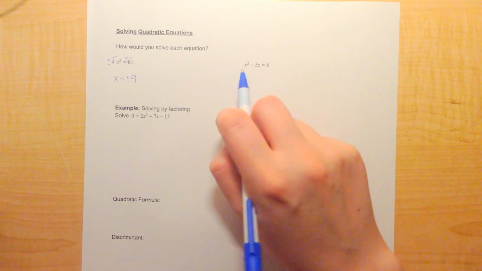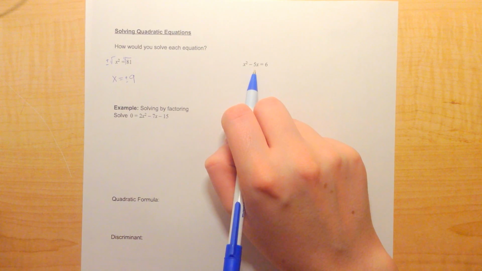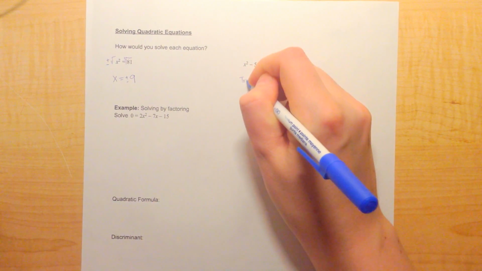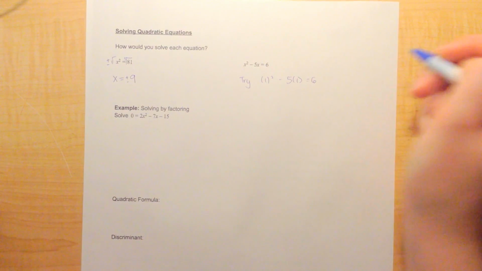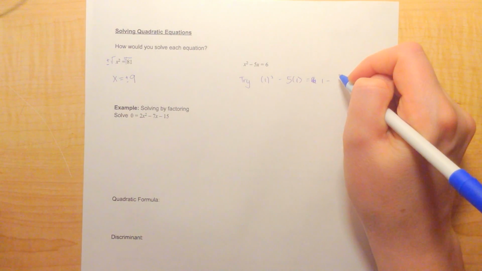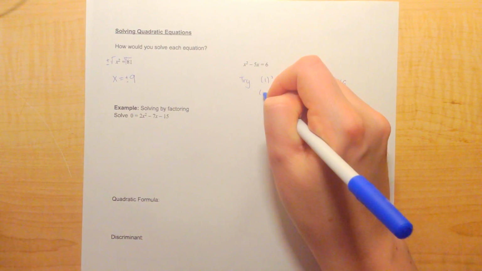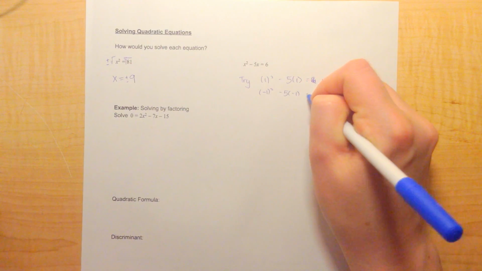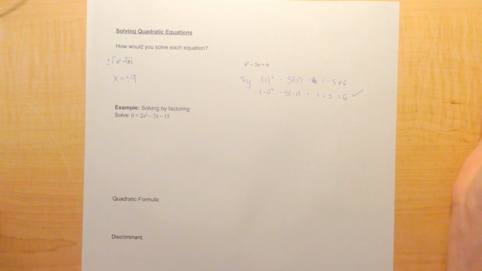Well, what about something like this? x squared minus 5x equals 6. We could do a little bit of guess and check and try and test values. So maybe we try 1. So 1 squared minus 5 times 1, well that's 1 minus 5, that's not 6. What if we try negative 1 squared? So that gives us 1 plus 5. And that one equals 6.